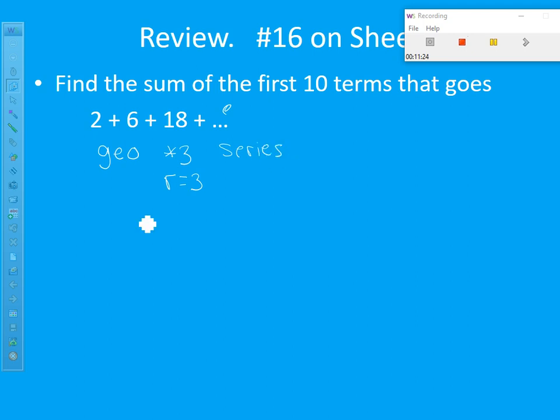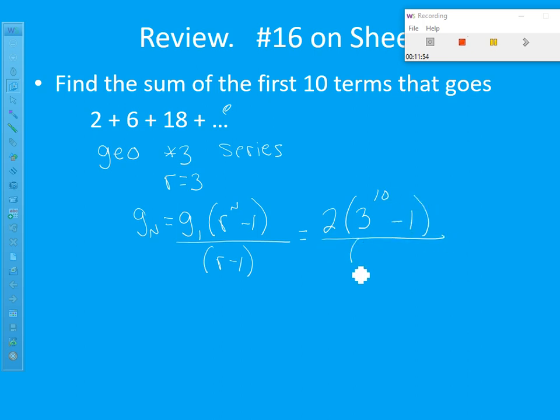So I'm going to go to my geometric series formula, which looks like this. G sub n is G sub 1 times R to the nth minus 1 over R minus 1. So G sub 1 happens to be 2. My R value happens to be 3 to the 10th power, not 9, minus 1 over parenthesis 3 minus 1.